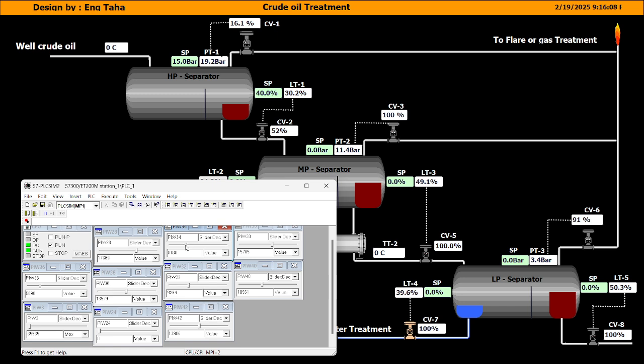When I decrease the level, the opening of the control valve goes low, and when I increase it, the opening of the control valve will increase quickly. So this is the level control of this separator.